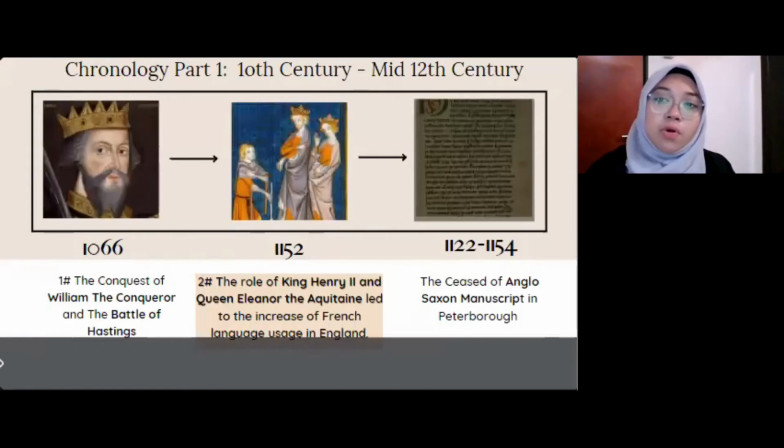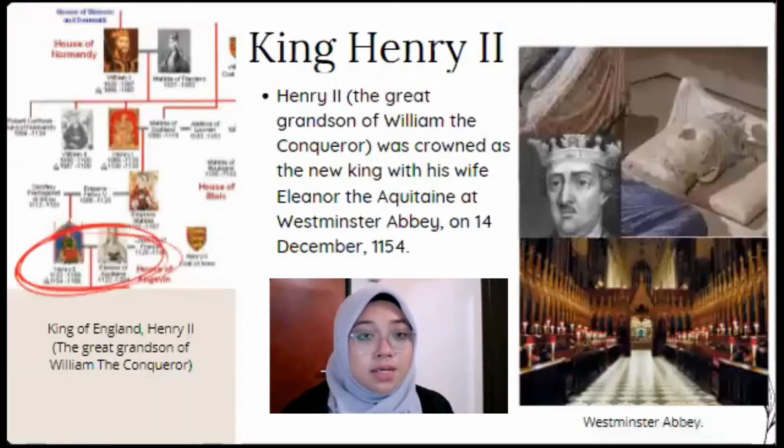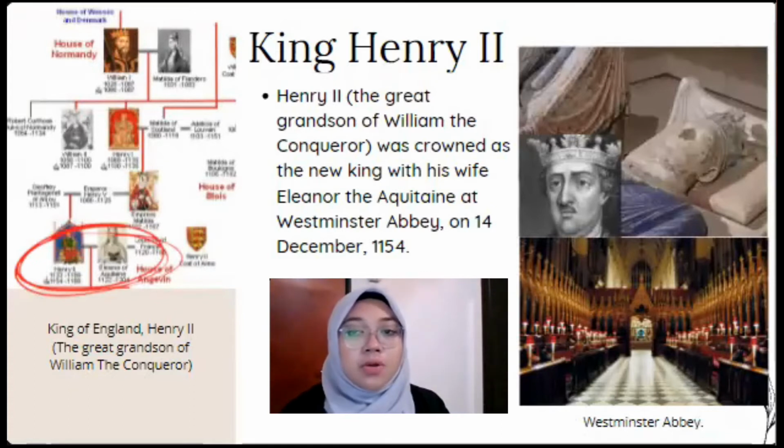Second point, the role of the King and Queen of England. Years later, after William's death, Henry II, the great-grandson of William the Conqueror, was crowned as the new king with his wife Eleanor of Aquitaine at Westminster Abbey on 14 December 1154, after his father Geoffrey Plantagenet.